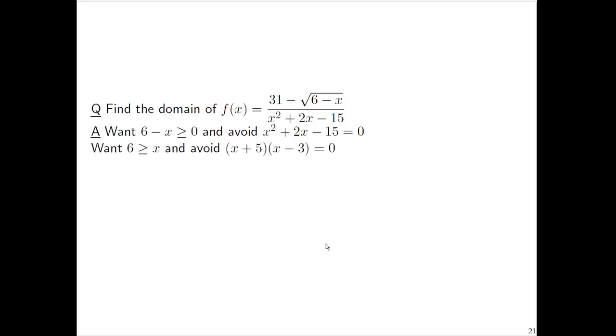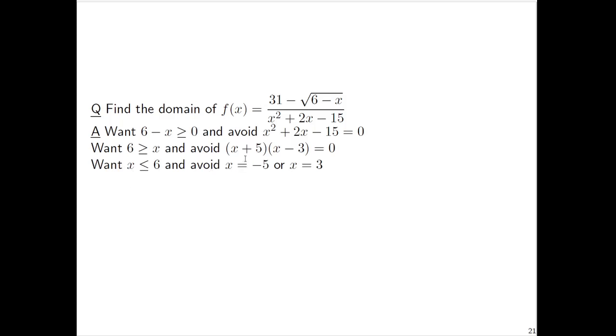If we add x to both sides of the inequality, we'll have 6 is greater than or equal to x. For the avoid equation, if we factor the left side, x plus 5 times x minus 3 equals 0. Let's just switch around the inequality here. So we write it as x less than or equal to 6. You can do that if you want.